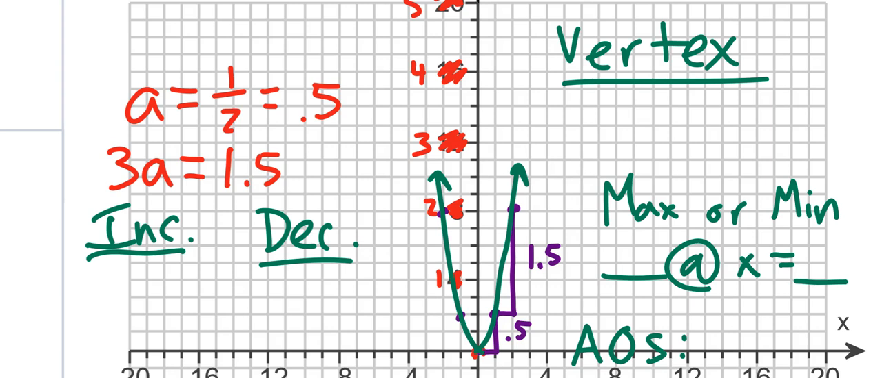It's always going to be, so if you know the vertex, you have to get one of those two. Not going to be always 0, 0. So it is hard to mess this one up.